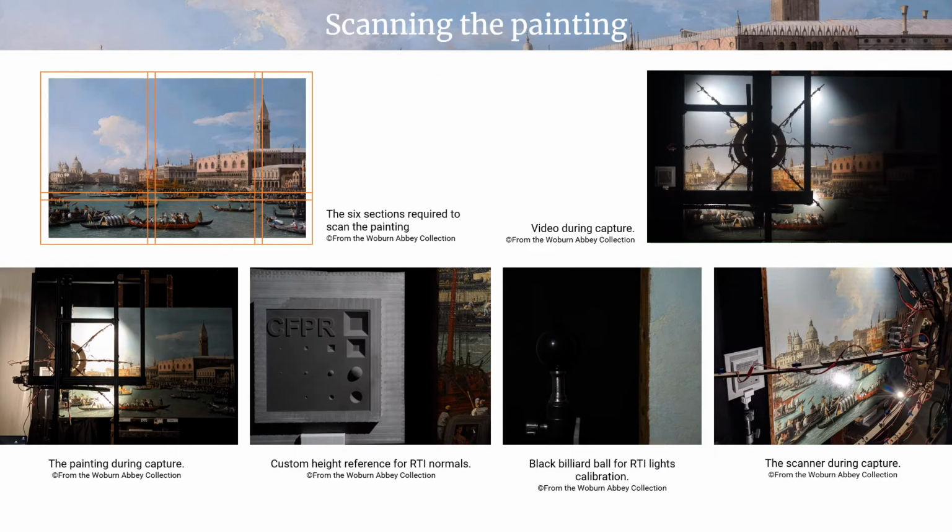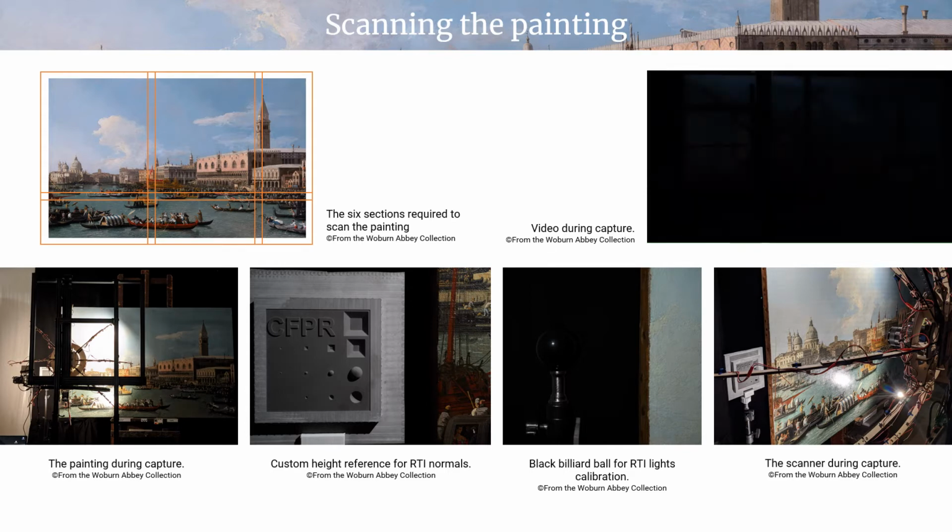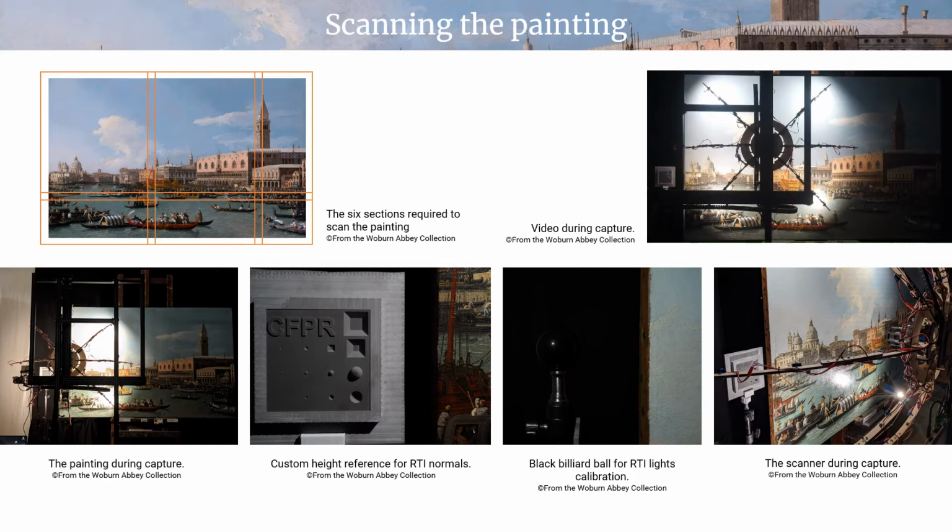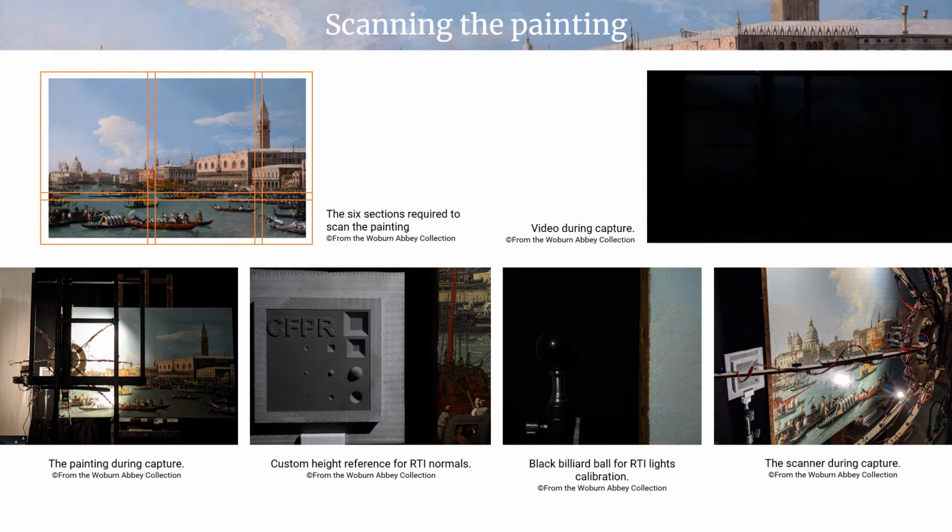The painting was placed on a wooden easel, secured from the back in a dark area of the studio. Darkness is necessary to avoid external lighting from interfering with the capture and quality of the images. A set of scale bars were placed at the bottom of the easel with known distances to later calibrate the 3D data. A color checker passport was used for color calibration, and a custom calibrated height reference board was also included in the capture to use later during RTI normals calibration.